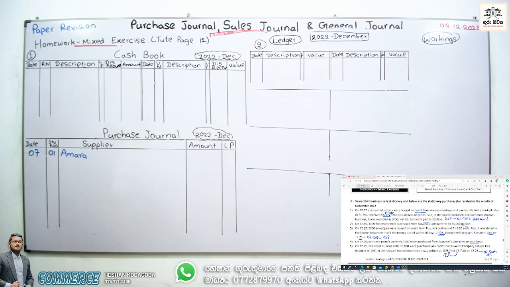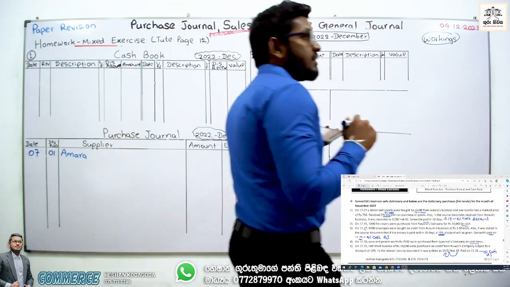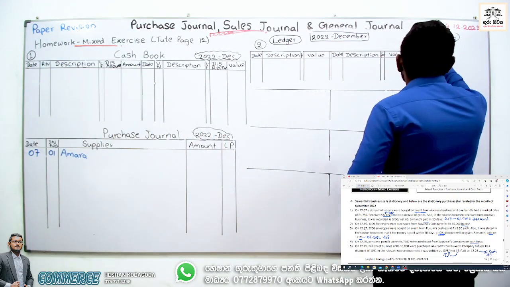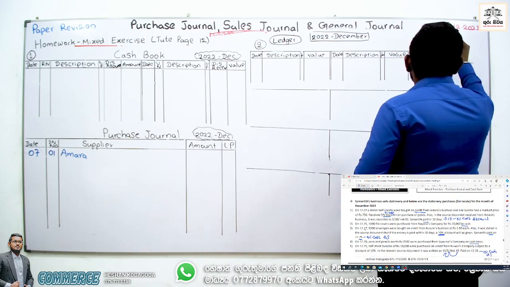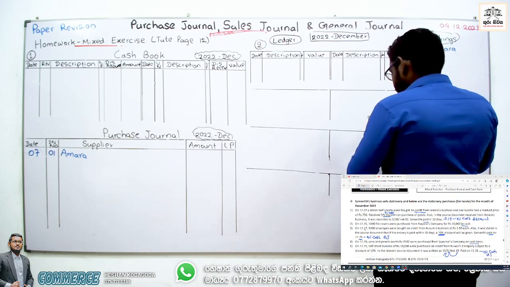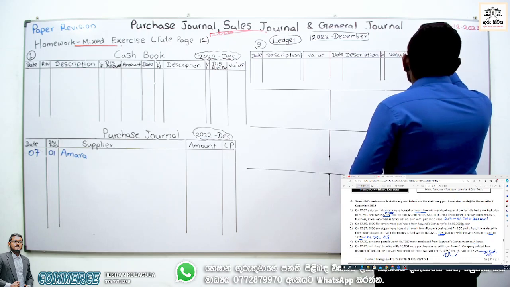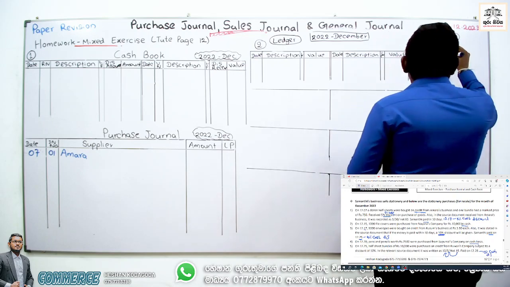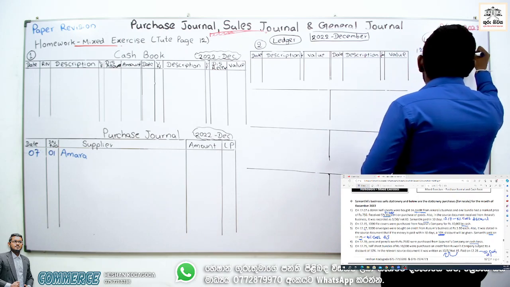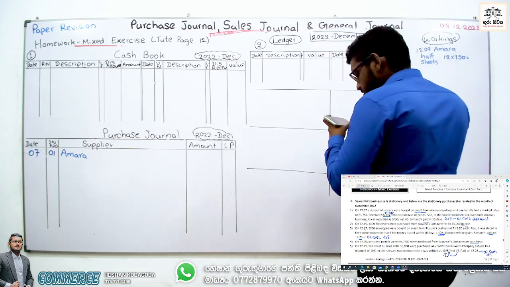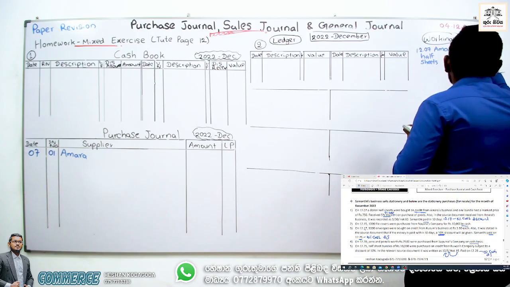Right? Okay. From whom? From Amar. So you can write like this on December 7, from Amar. So you can write purchase what? Half sheet. So what is the amount? 1000 into 750. How much, guys? It's rupees 9,000.